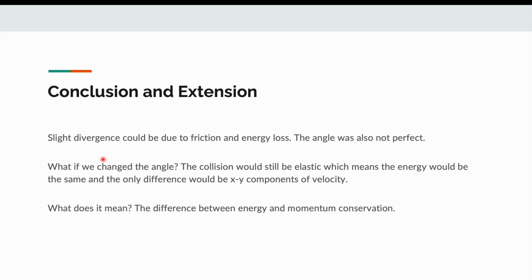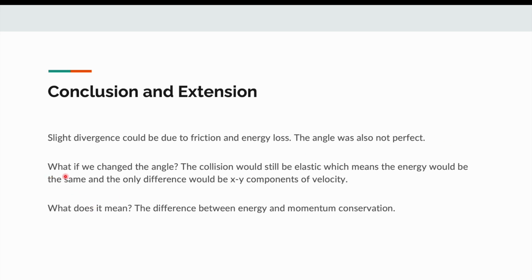So as a conclusion, we see a slight divergence because it is impossible to have a perfectly elastic collision. There's sound emitted, there's friction with the table, friction in the collision, which means that some energy will be lost from the system. And also the angle was obviously not perfect and was not exactly 90 degrees.